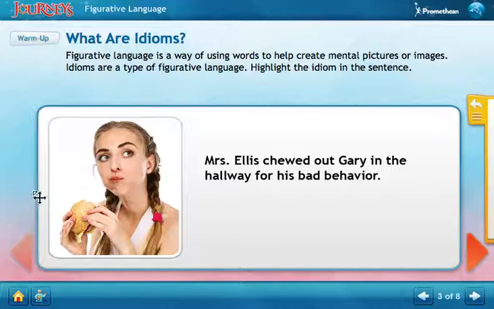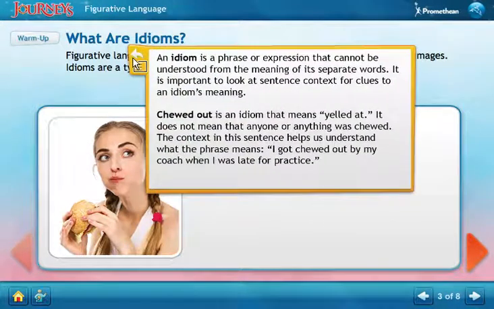So let's look at this picture here. The quote beside it says, "Mrs. Ellis chewed out Gary in the hallway for his bad behavior." Well, the picture shows somebody chewing something, but I don't think Mrs. Ellis really chewed on Gary. I hope not. So what does "chewed out" mean? Well, let's pull our little tab over here.